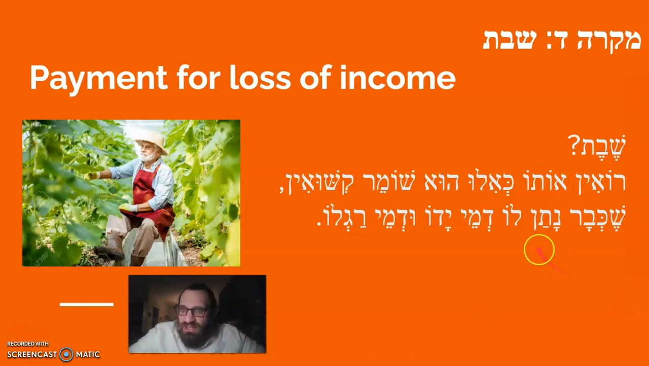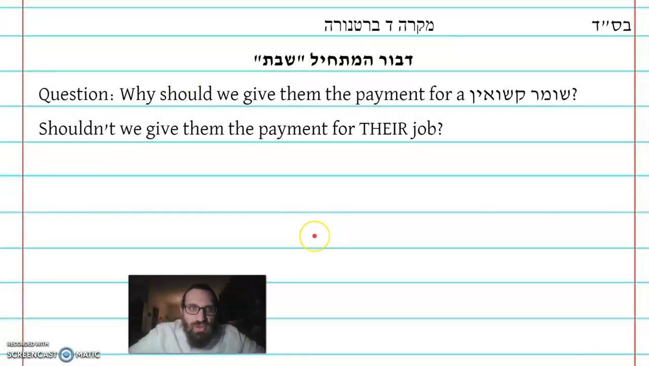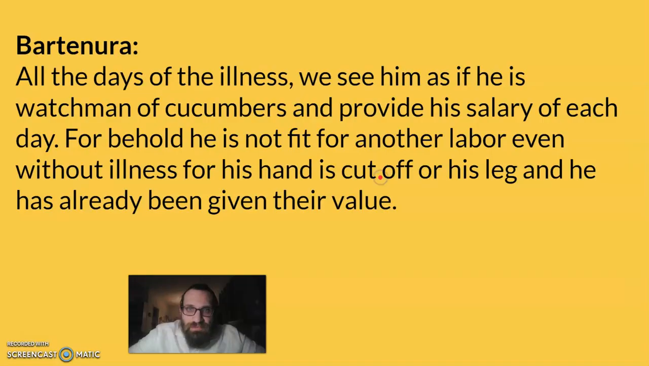We already gave them the value of their hand or foot. What does that mean? So, question. What does it mean that we should give them the value of the cucumber guard? Why should we do that? Shouldn't we give them payment for their job? That should be the question we're thinking, and the Bartenura deals with it.